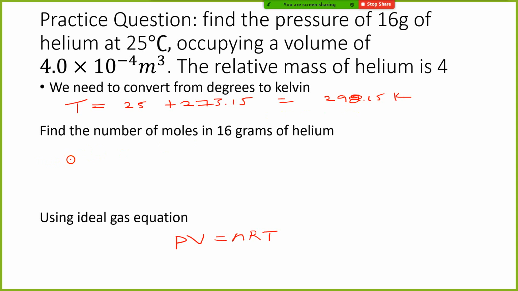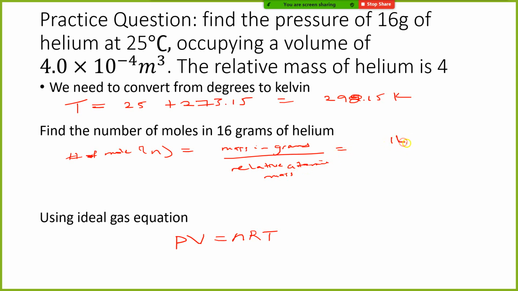As it relates to the number of moles, the symbol for which is small n, n is equal to the mass in grams divided by the relative atomic mass. So we do that: 16 grams divided by 4. We're getting the answer to be 4. So the number of moles is 4.